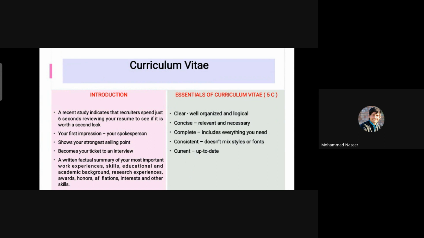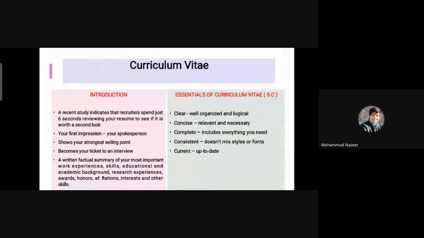Okay. So here a recent study indicates that recruiters spend just 6 seconds reviewing your resume to see if it is worth a second look. Got it? That is why someone will be shortlisted. So that is why I said that after completing my lecture, it is expected from my students that all of them make their resume, and that it should be in a very well-framed form.